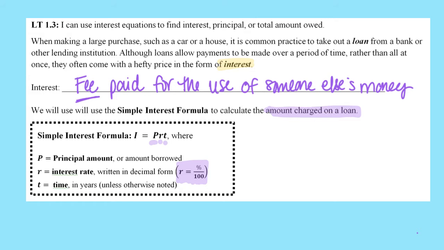And lastly, T is our time. How long are you taking this loan out? And it's always in years. So we are going to be converting months to years, days to years. It's really important to remember that when we're talking about years, if it's in terms of months, remember there are 12 months. If it's in terms of days, remember there's 365 days in a year.